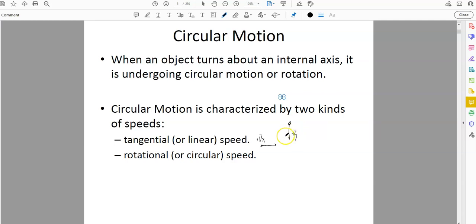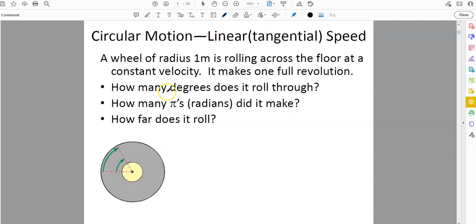The other type of motion that is part of circular motion is rotational motion. Specifically, you've got rotational displacement, a rotational speed, and also rotational acceleration. So we're going to be attending to all of those things right here in this first presentation. It all begins with this.